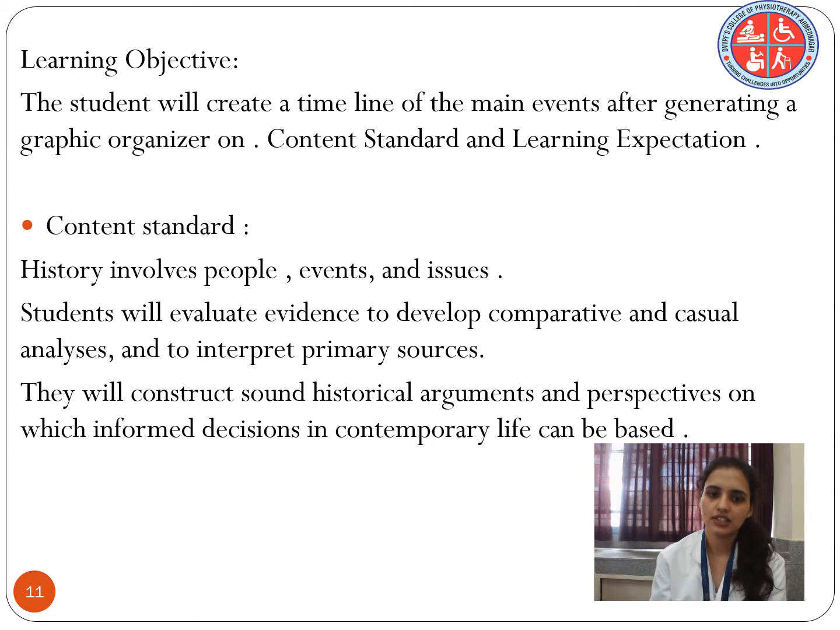So what is a content standard? It is history, or events, or people, events and issues. The student will evaluate the evidence to develop a comprehensive or causal analysis and to interpret the primary sources. They will construct sound historical arguments and perspectives on which informed decisions in contemporary life can be based.